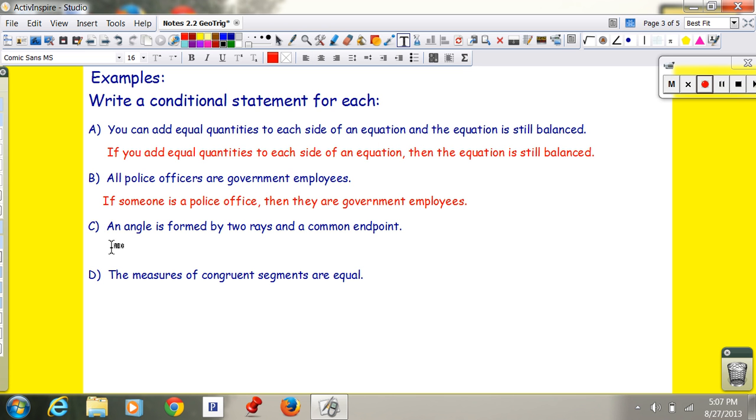Pause the video, see if you can write it down yourself. It helps you to do it on your own. I know you'd rather just wait for me to do it for you, but it really helps if you try it on your own. It gets you thinking so that you're more prepared for class. So try to pause the video and do it on your own.